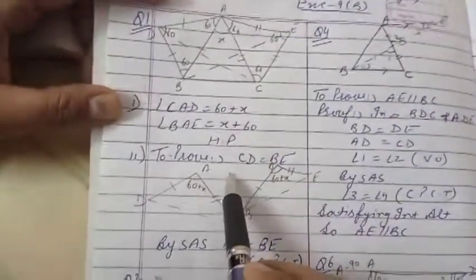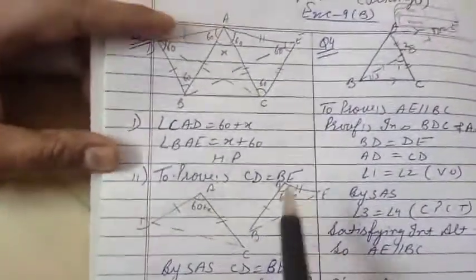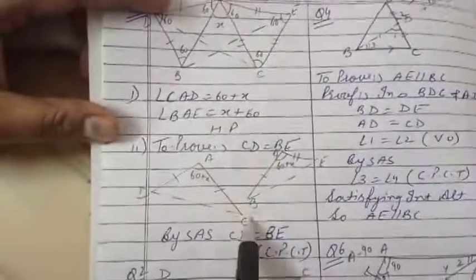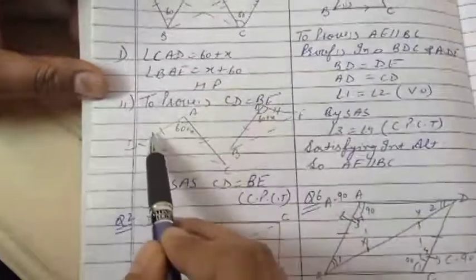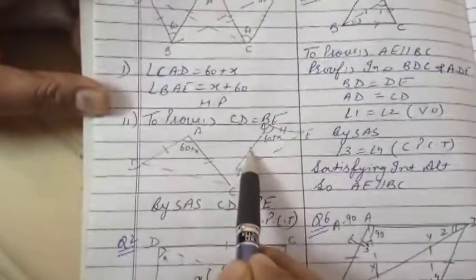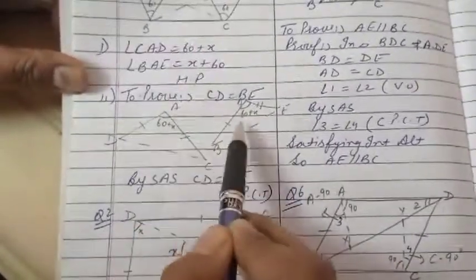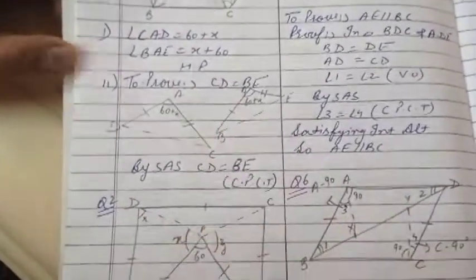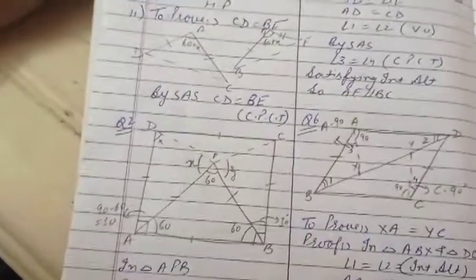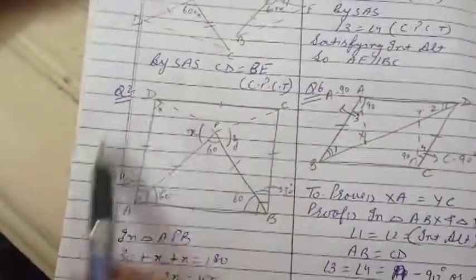Now in the second part you have to prove CD is equal to BE. For that I took the triangles DAC and BAE. You can see, children, this side is equal to this side, already given. This side is equal to this side, already given, and these two angles are 60 plus x. We have already proved. So by SAS property both the triangles are congruent.